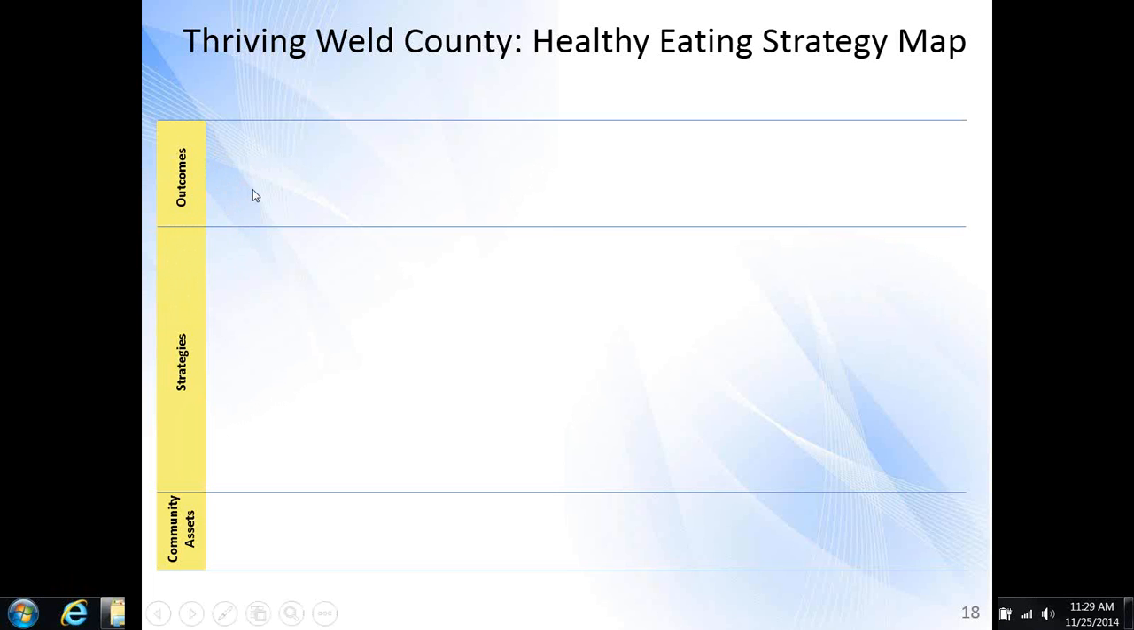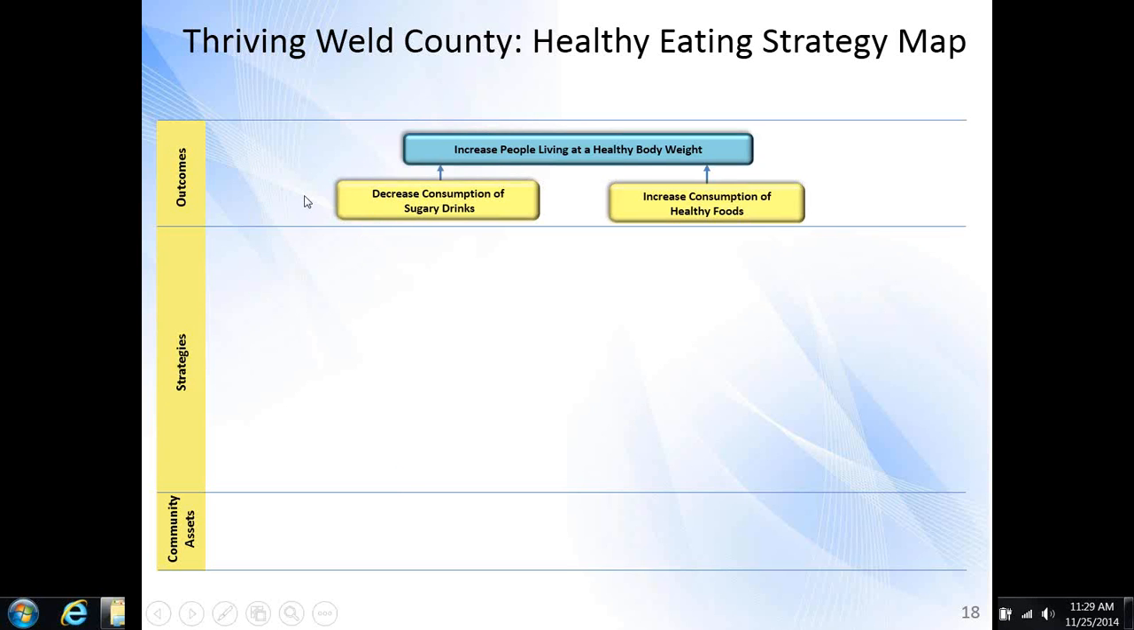What are the outcomes you're trying to achieve? What strategies are you going to implement? And there can be some multiple layers here, as we'll see. And then how are you going to mobilize and develop and harness your community assets so you'll be successful at the strategies and therefore achieve the outcomes? In these areas of the strategy map, these are called the strategic objectives.